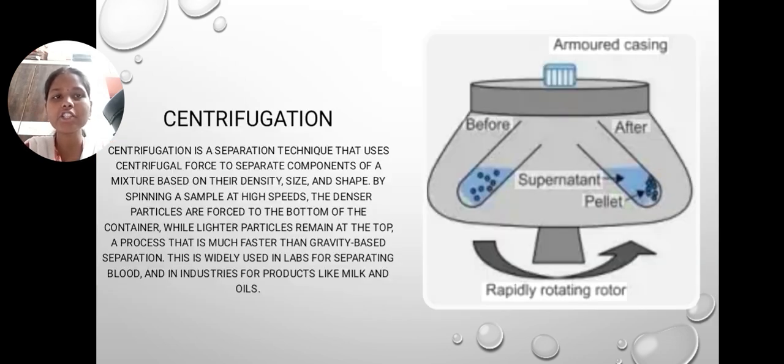Now let us see about centrifugation. Centrifugation is a separation technique that uses centrifugal force to separate components of a mixture based on their density, size, and shape. By spinning the sample at high speeds, the denser particles are forced to the bottom of the container while lighter particles remain at the top, a process that is much faster than gravity based separation. This is widely used in labs for separating blood and in industries for products like milk and oils.